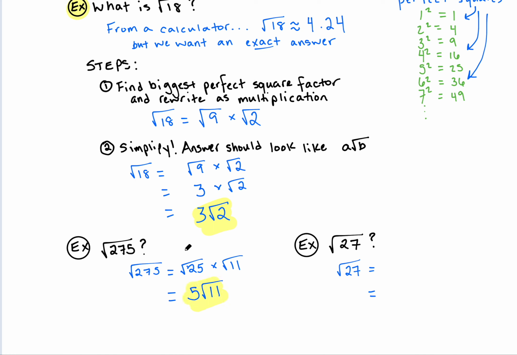So I first identify my two factors. I always want to have just two. I get the square root of 25 times the square root of 11. Over here, we've got root 27. If I look at my list, I should be able to see that the biggest perfect square factor is 9. So I'll write this as the square root of 9 times the square root of 3, because 9 times 3 is 27. And then my answer is 3 root 3.